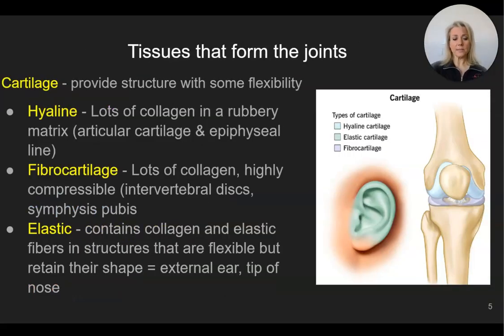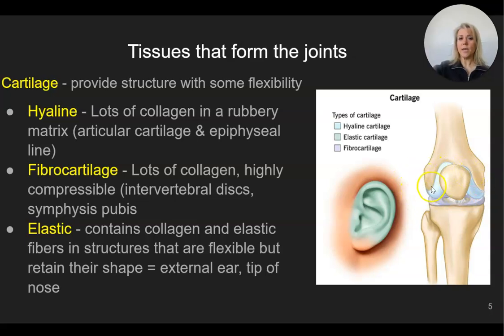All right, on slide number 5, what you have to do is fill in the table with details about tissues that form these joints. And so first, let's talk about cartilage. So we have 3 different kinds of cartilage that we learned when we were learning about body tissues. Cartilage is going to provide structure with some flexibility. And if you look at the picture that you see here, the light blue is hyaline cartilage.